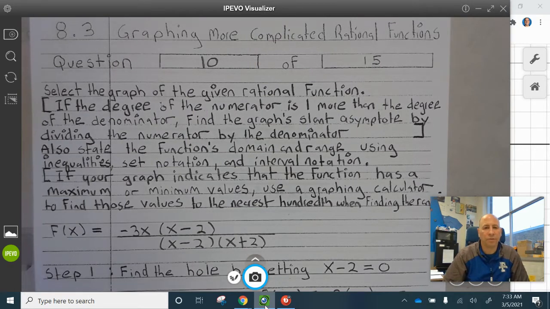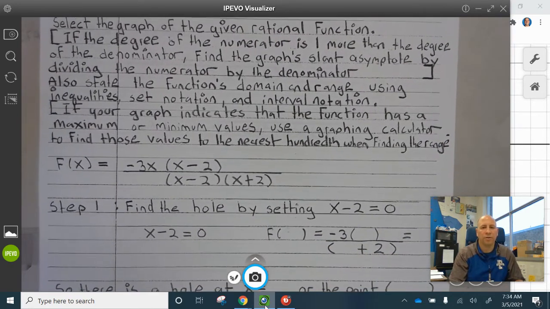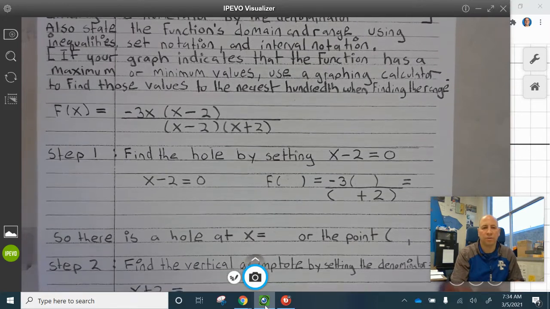Select the graph of the given rational function. If the degree of the numerator is 1 more than the degree of the denominator, find the graph's slant asymptote by dividing the numerator by the denominator. Also state the function's domain and range using inequality, set notation, interval notation. If your graph indicates that the function has a maximum or minimum values, use a graphing calculator to find those values to the nearest hundredth when finding the range.